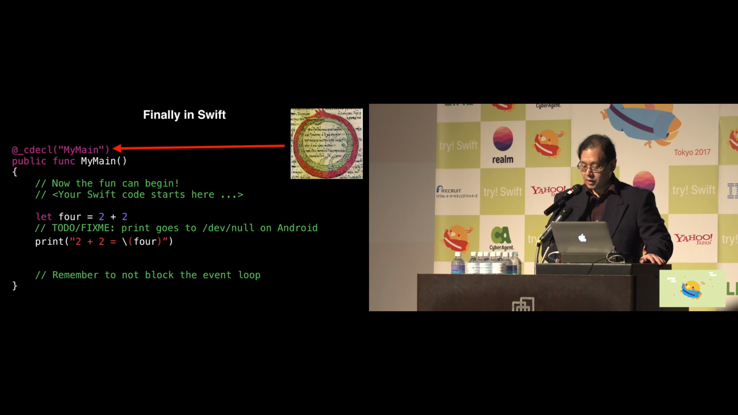One more thing. You must never block the event loop. Since all of you are mostly Cocoa programmers, you know what this means. Android is event-driven like iOS. So you'll need to figure out how you want to use Swift in your app. You'll likely create more callbacks like this to call Swift for different events.